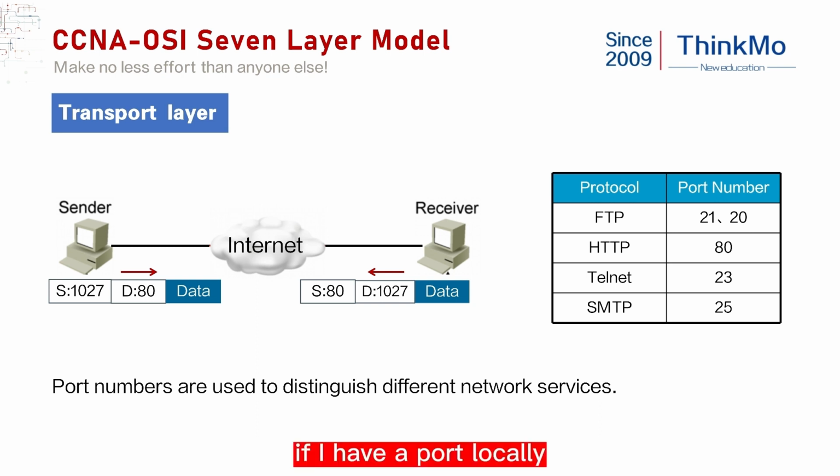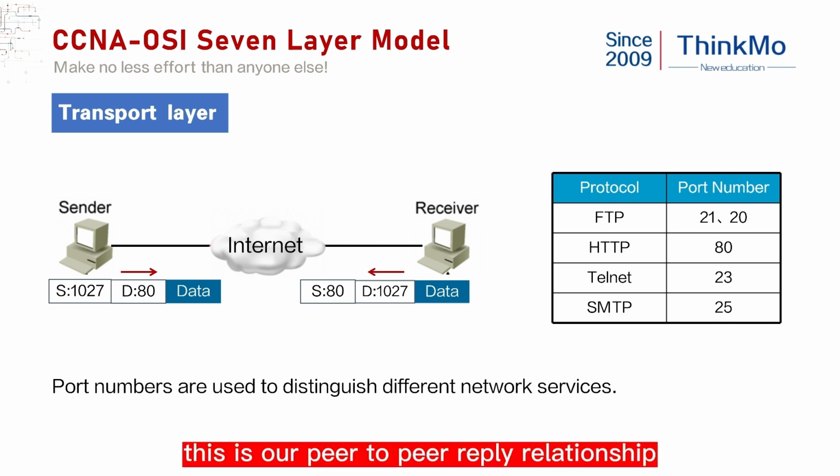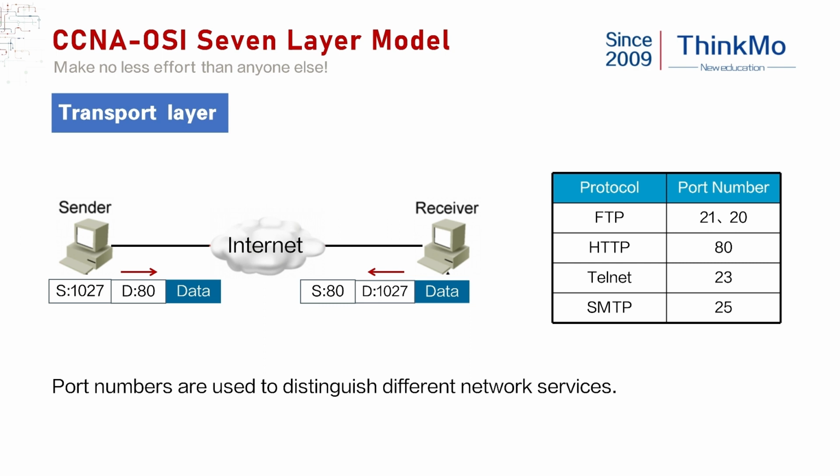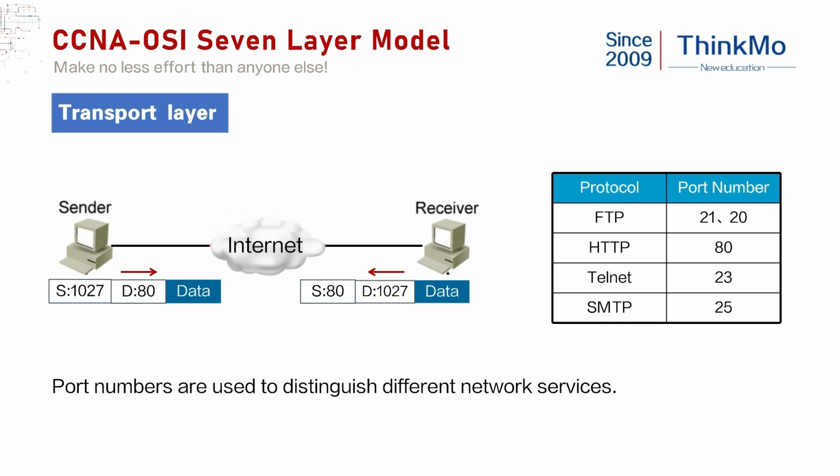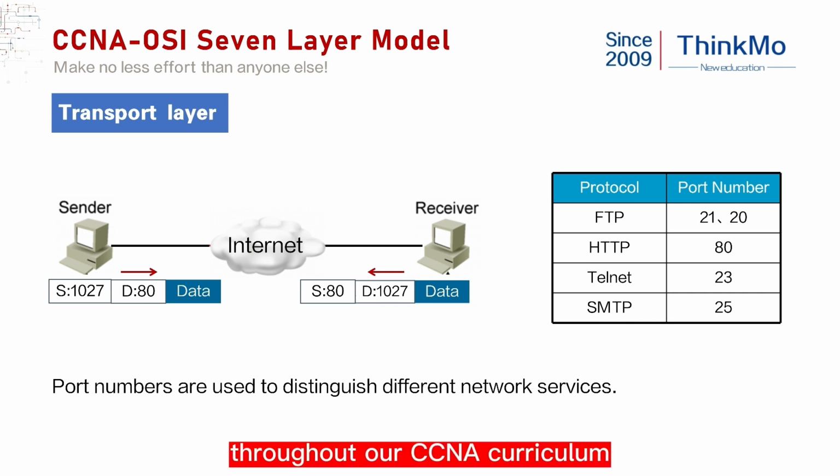If I have a port locally, I want to access another port of yours. When returning the package, you also go port back to port. This is our peer-to-peer reply relationship. So it's just a swap. This is our transport layer. Then the future port number is to distinguish our different network services throughout our CCNA curriculum.